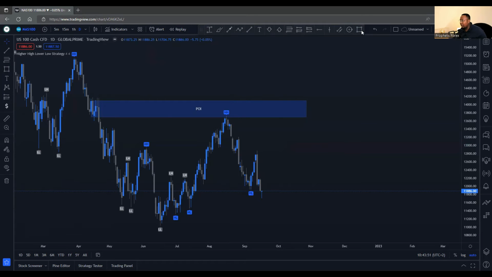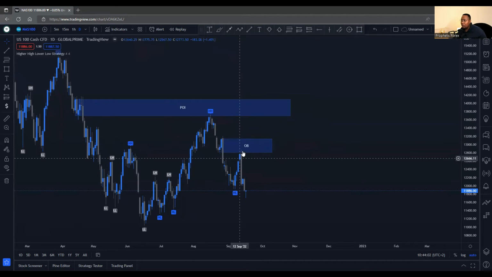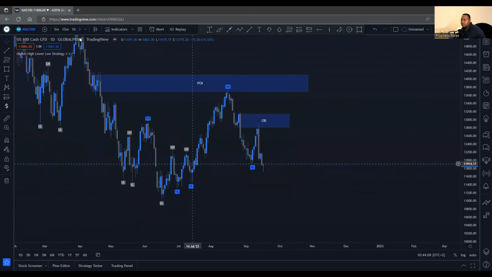As you can see here, that's actually an order block. Okay, I will make a video, guys, about an order block. So as you can see, the market did fill in that order block, and of course that was our lower high, and the market fell all the way down. Okay, so what am I saying to you?